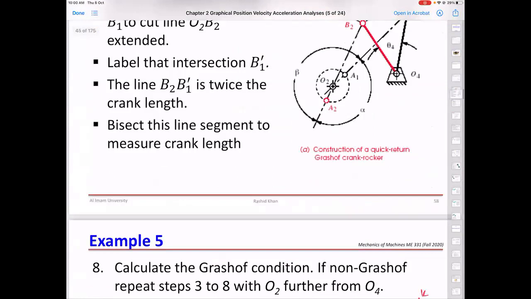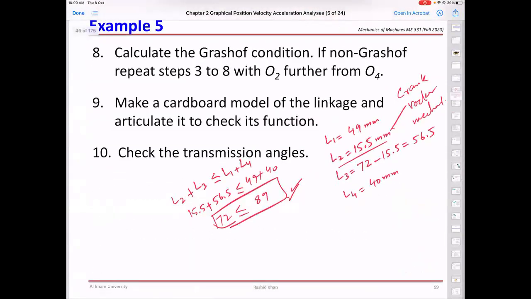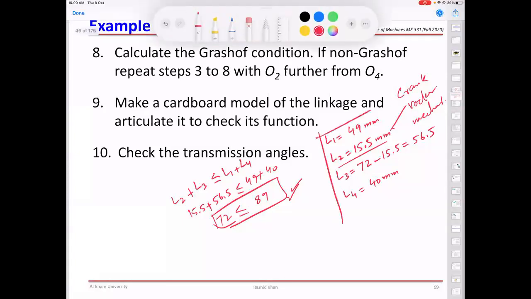As I told you, there are multiple possibilities of designing this mechanism, but one of the possibilities is this one. So this is our design, and this is obeying the Grashof condition, so you can use it in your practical life. Okay.